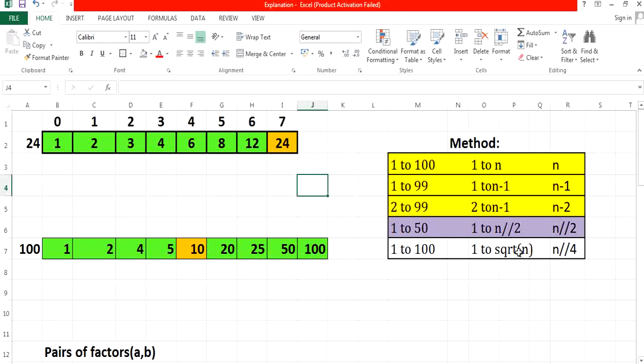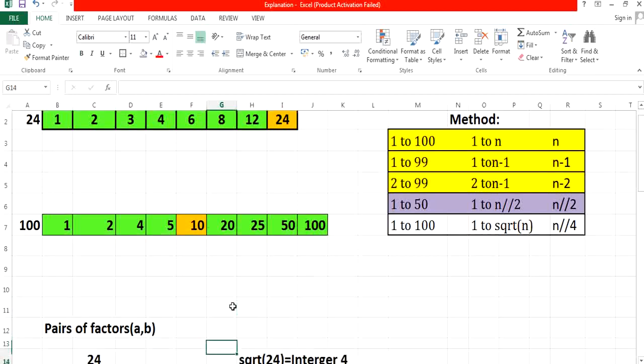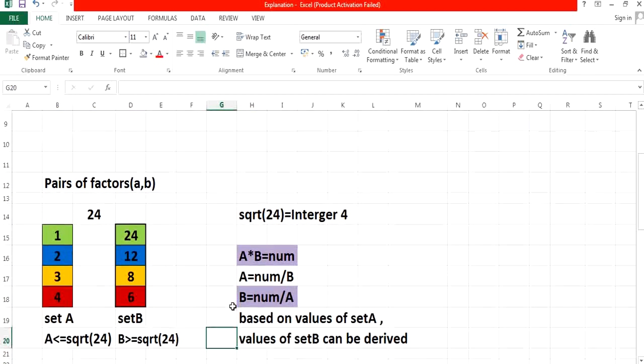Why is it the square root of the given number? How is it possible for us to find the remaining factors? We will see it now. I will take one more example for you. Look here, I am going to pair my values. I know the factors for 24: 1, 2, 3, 4, 24, 12, 8, 6. These are the factors, right?